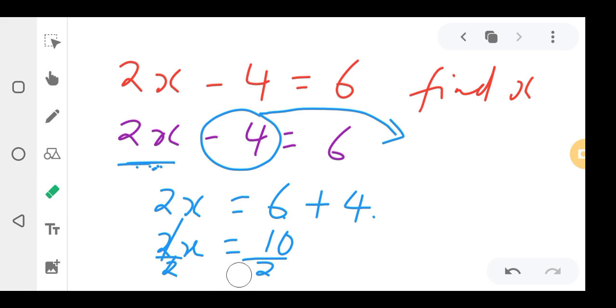There's no space here, so I'll write it on this other side. But when you are solving, you go downwards. x is equal to 5. That's how you solve. So you just solve like that.